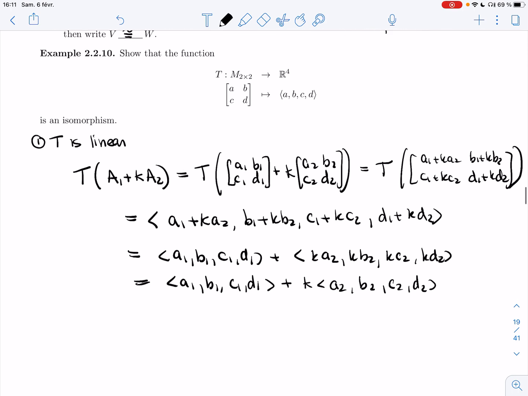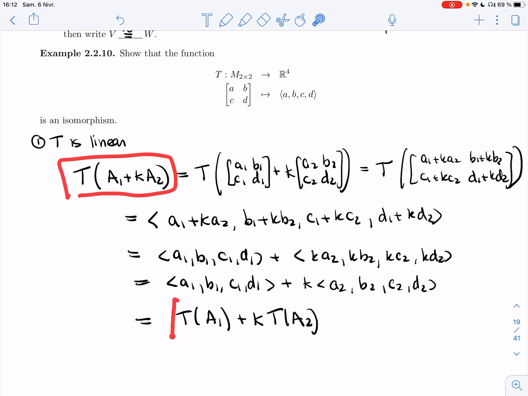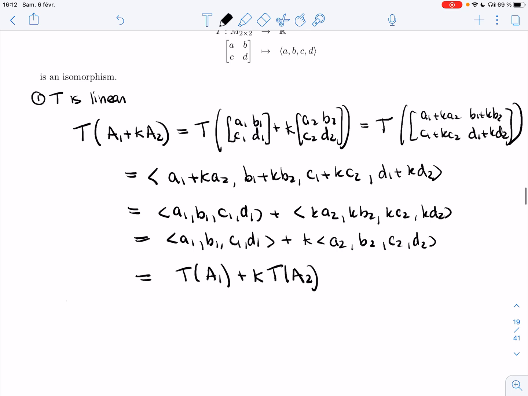Perfect. So this first one, that's the image of A1, and that last one, that's the image of A2. And so I proved that you can split the map exactly the way we need to prove that it's a linear transformation.